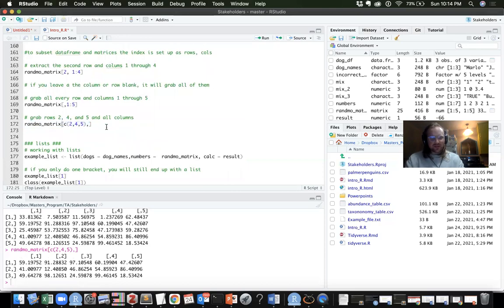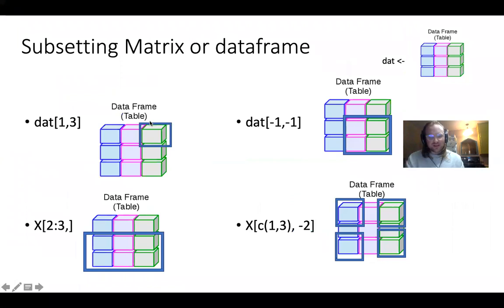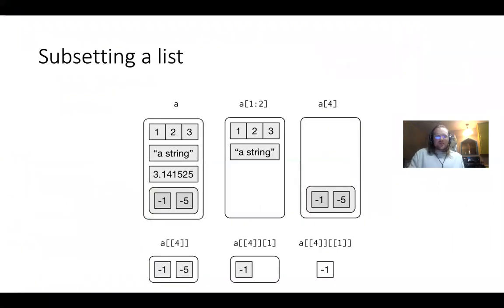Working with lists, I'm going to jump back to PowerPoint because this gets a little more complicated. So here's an example of subsetting with lists. I just want to go over it before we dive in. Remember, lists allow any length for any of the elements. It allows you the most freedom, but at the same time, it's probably the most complicated to work with.